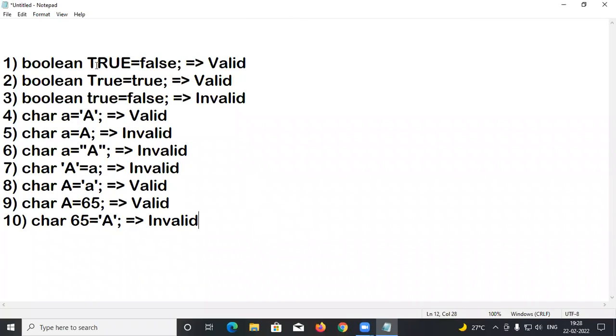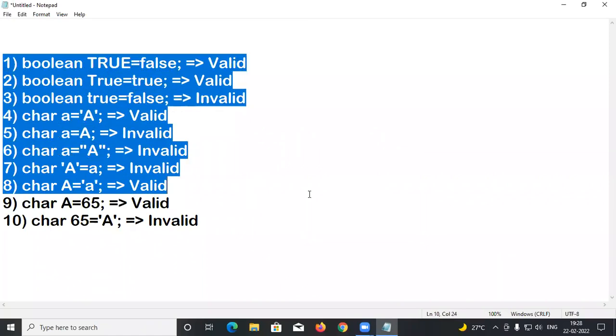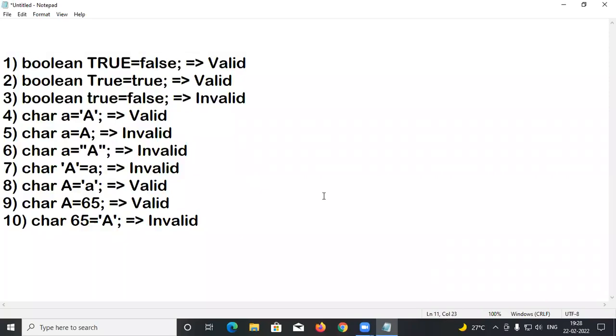So you need to follow identifier rules, keyword rules, literal rules, data types, variables. All rules you need to see. Then only can you answer whether valid or not valid.